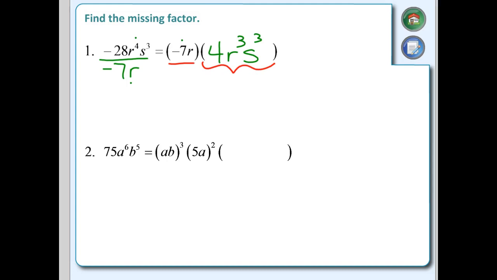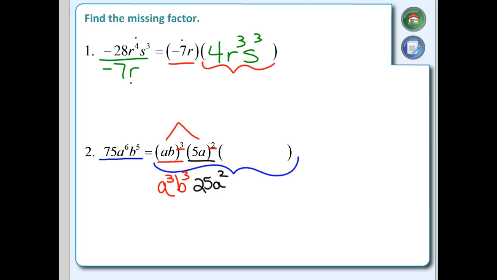Now, let's look at number 2. Number 2 is a little bit harder. This time I've got 3 terms that I'm trying to multiply together to get this. How am I going to find that missing term? Yeah, I've got to multiply these guys together first and see what happens. Do you notice we've got some properties of exponents going on, power to a power? So if I simplify this first term, I'm going to get a cubed b cubed. And if I simplify that second term, well, that's going to give me 5 squared, which is 25a squared.